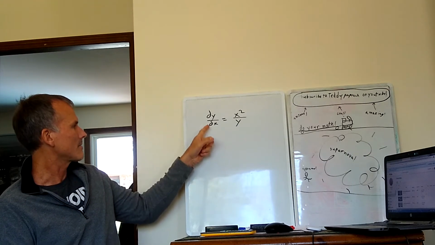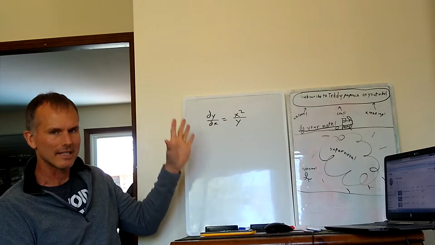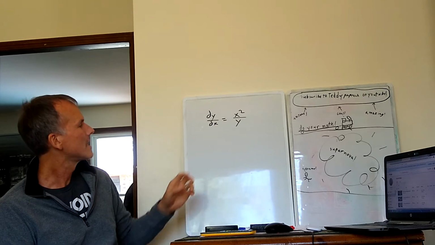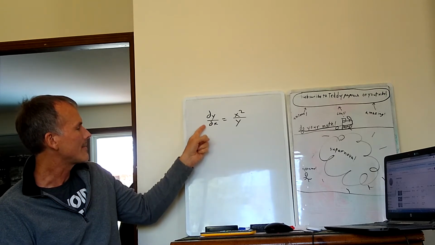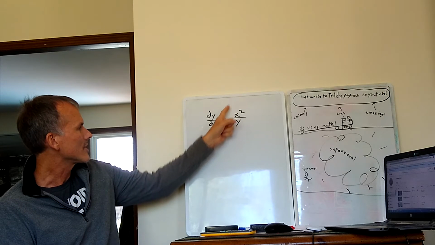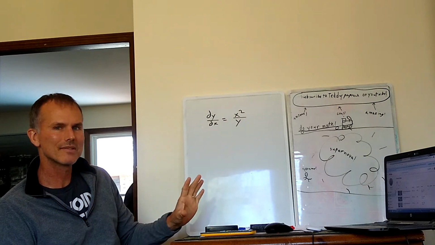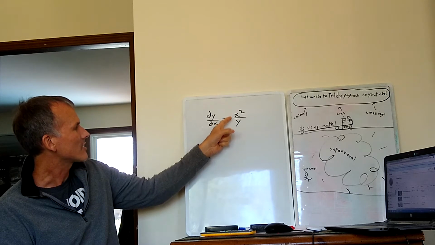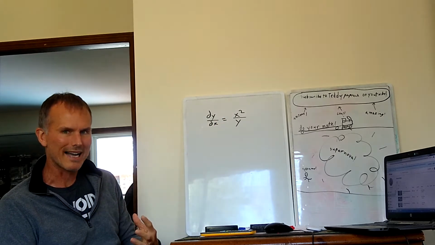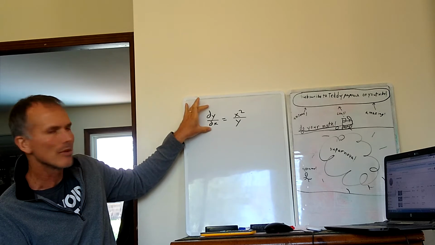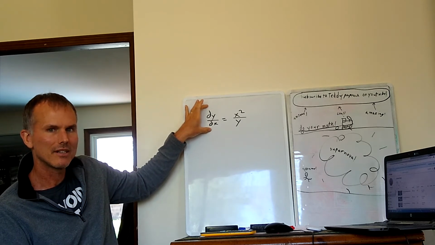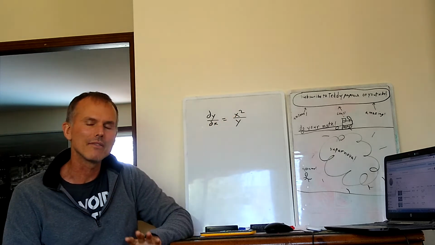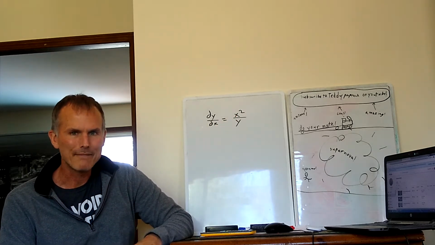It is a differential equation because it has a derivative in it, and it's an equation. But here's the big difference. Here, dy by dx is not just a function of x. Okay, notice dy by dx is x squared divided by y. So this says that the value of the derivative of y depends not only on the value of x, but also on the value of y.